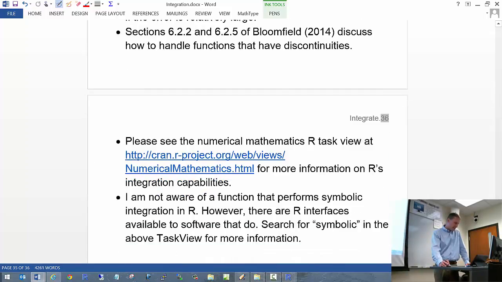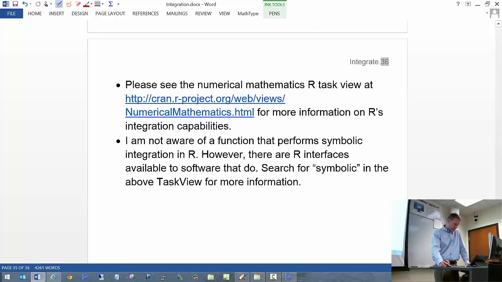There are more integration capabilities in R. Take a look at the numerical mathematics task view. And as far as I know, there's not a way to do symbolic integration in R. So that concludes the numerical integration section.